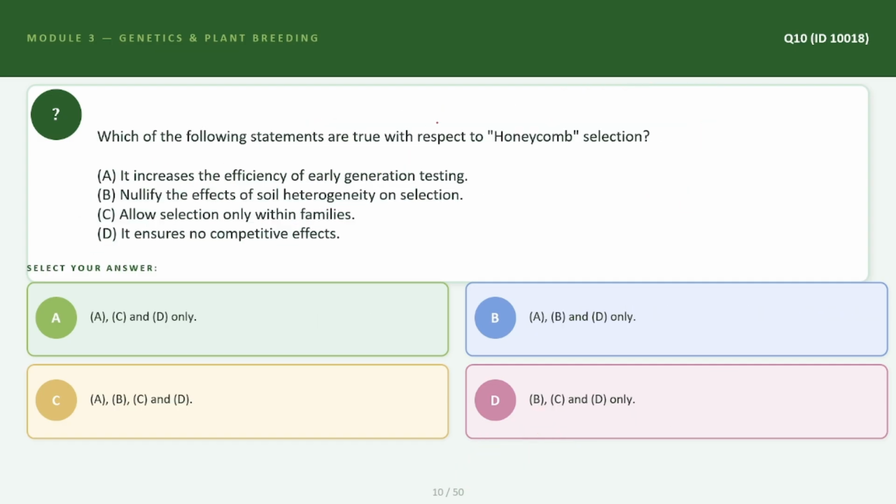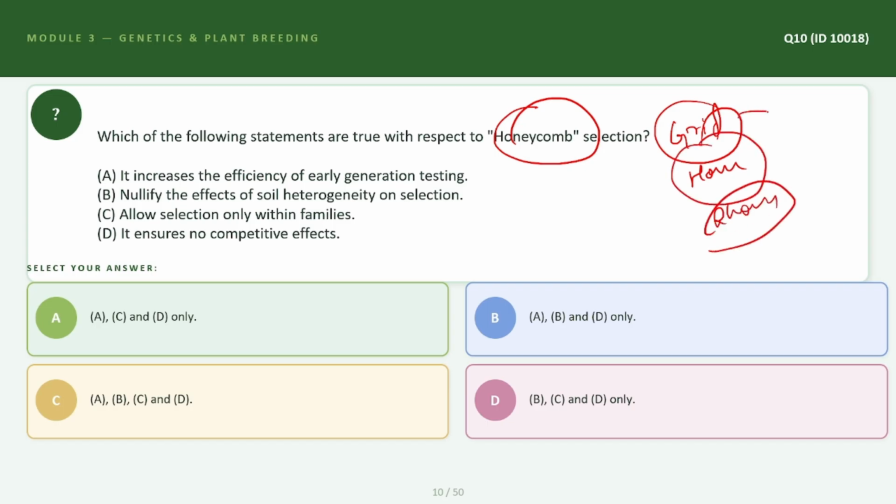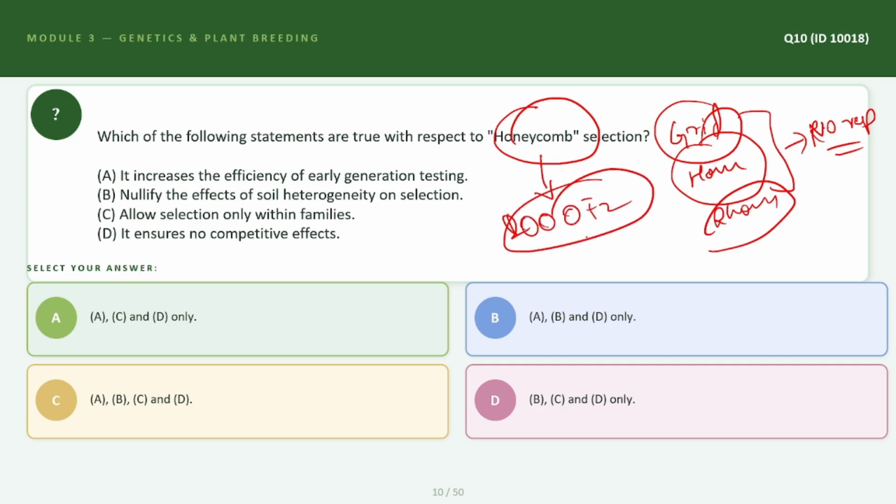Then the honeycomb designs. See, everyone knows what grid designs are, what honeycomb designs and rhombic designs are. Okay, these are the designs that are called non-replicated designs. For example, in early generation trials, for example, you have to screen 2000 F2 segregating population. You can't replicate it. Okay.